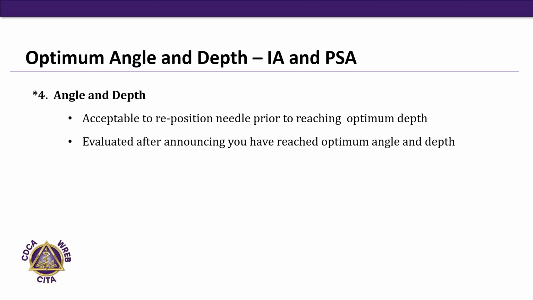2 critical aspects are evaluated under the angle and depth category: the angle, location of the barrel of the syringe, and optimum depth. These aspects were evaluated once you announced reaching the optimum depth. If you touched bone prematurely, you may reposition the needle. Examiners will not evaluate your technique until you announce that you have reached the optimum angle and depth.